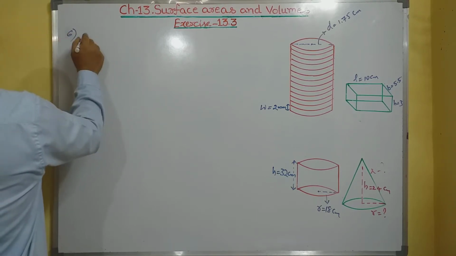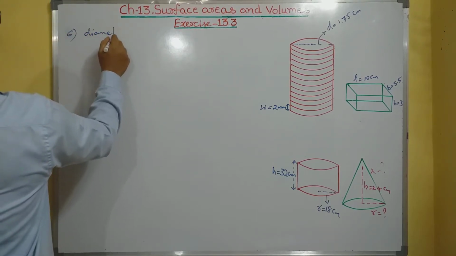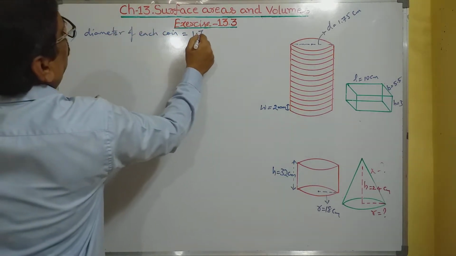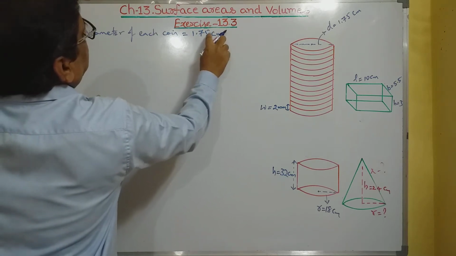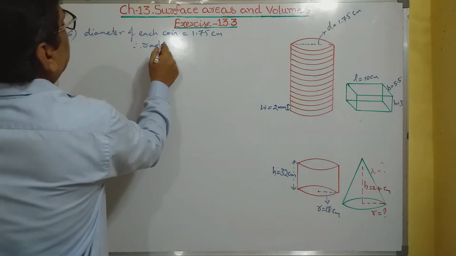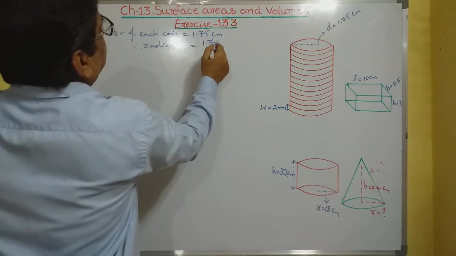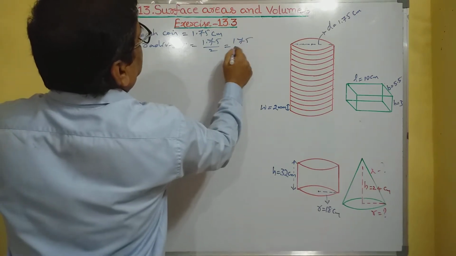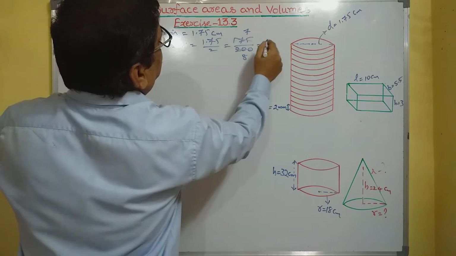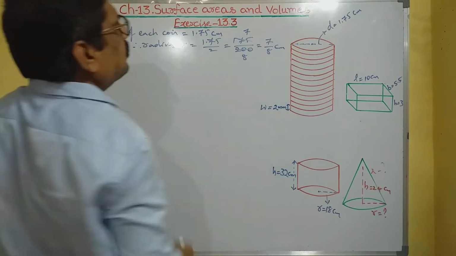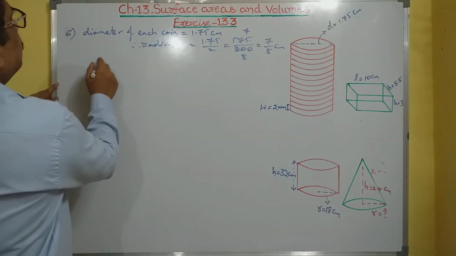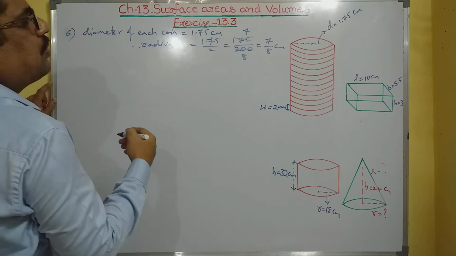Now what is the diameter of each coin? It is equal to 1.75 centimeters. Therefore, radius r is equal to 1.75 by 2. If you remove the point, you will get 175 by 200, which simplifies to 7 by 8 centimeters. This is the radius of each coin. Now what is the height? We don't know the height yet. Let us leave it like this.